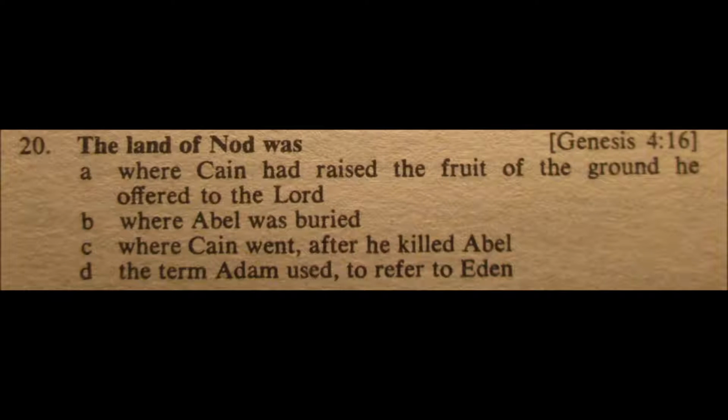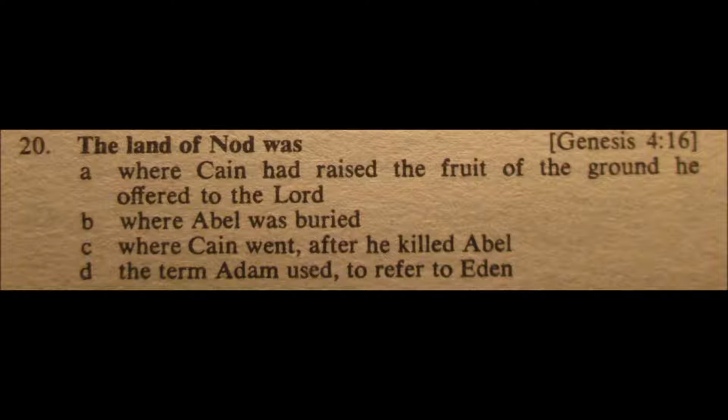All right, number 20. The land of Nod was A, where Cain had raised the fruit of the ground he offered to the Lord, B, where Abel was buried, C, where Cain went after he killed Abel, or D, the term Adam used to refer to Eden. Well, I believe that the answer for this one is C, and that is where Cain went after he killed Abel.